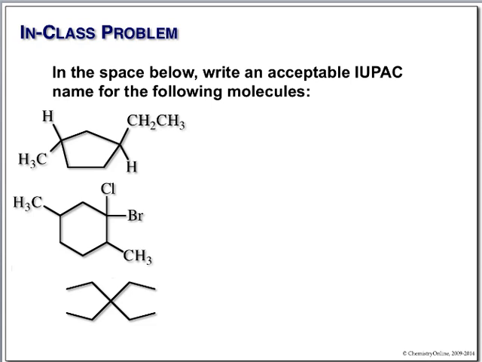Our first one, we have a cyclopentane as a parent. We have an ethyl group and we have a methyl. We need to decide who is going to be carbon number 1. This is going to be determined alphabetically by the ethyl group. So this is carbon 1. That will be 2. That will be 3. That will give us our lowest number sequence.